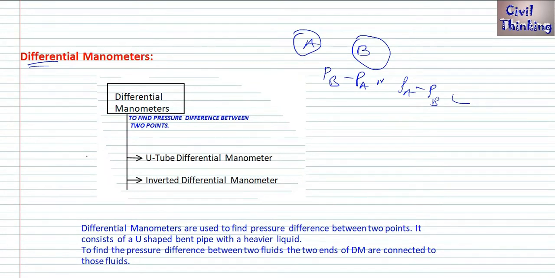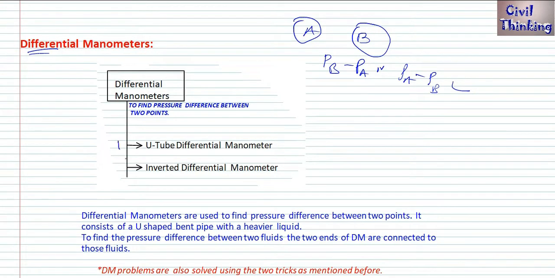Okay, now differential manometers are of 2 types. One is this U-tube and another is the inverted U-tube differential manometer. Okay, I have already told you U-tube is something like this or this. You will find many shapes or the same exact capital U. Okay, anyways, these are all the U shapes, and the inverted U-tube is like this or this or this.